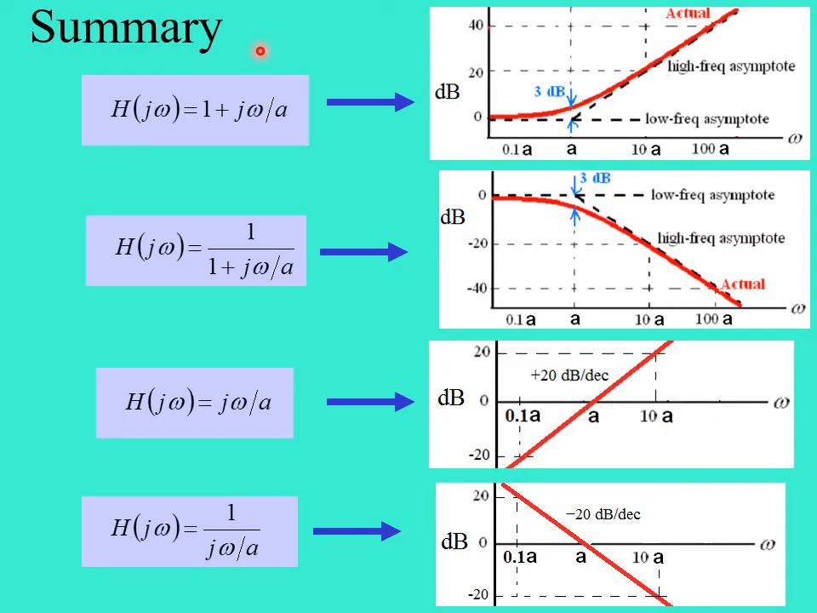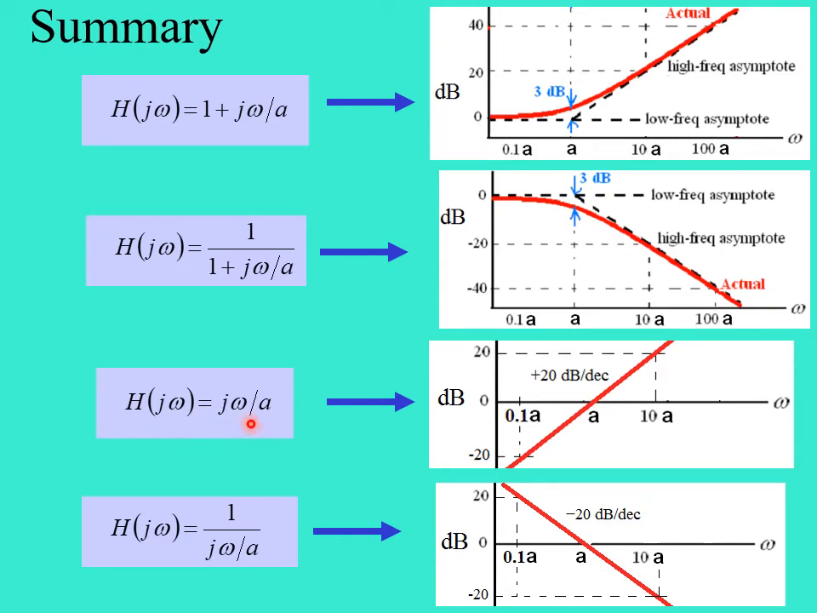So here is a summary of the 4 terms that we're going to need to use this so-called shortcut method. If we see anything that looks like 1 plus j omega over A, it's going to look like this plot here. It's going to have a corner at A, and it's going to go up by 20 decibels per decade. If we have a frequency response that's 1 over 1 plus j omega over A, then it's going to be at 0 until we get to the corner at A, and it's going to go down by negative 20. And then the other 2 are the ones we just showed.